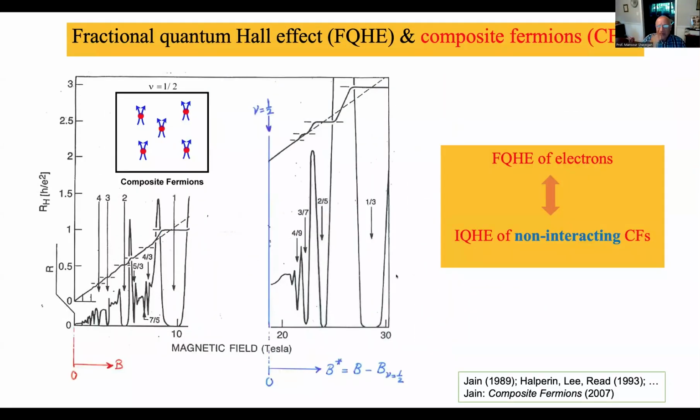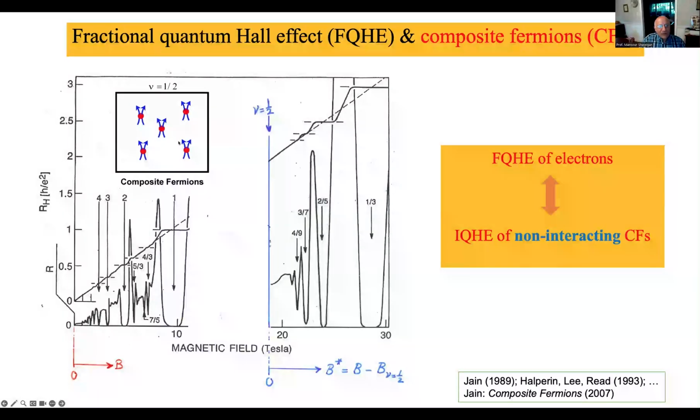To understand it, one simple way is to map these states to the integer quantum Hall states through the composite fermion theory. This is another magic trick that the theorists play. So here are the electrons.